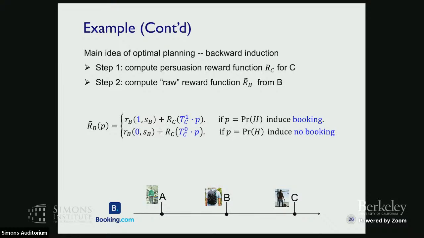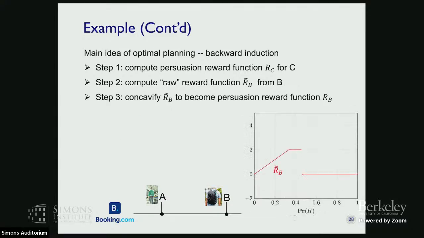If the probability is not enough to induce booking, then I get a different reward and the transition happens according to a different kernel as well. That is how I compute the R tilde. But this is a raw reward function; I didn't do any persuasion yet. So the next step is to do persuasion. As I mentioned before, this is to concavify this R tilde function to become the optimal utility under persuasion. So here's an example of the two steps.